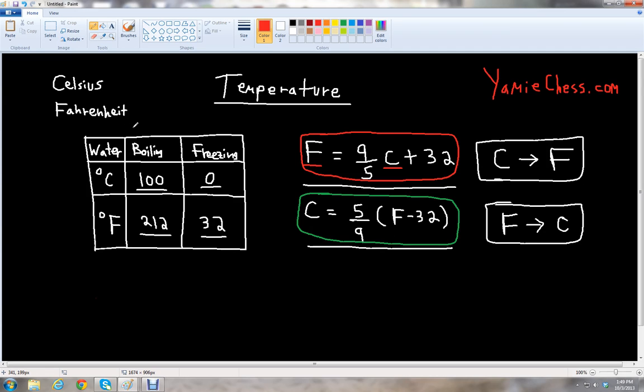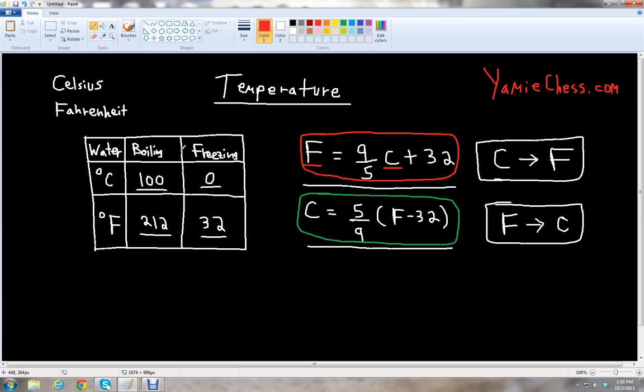So the two scales that we're going to look at for temperature in this lesson are Celsius, which is used in the metric system, and Fahrenheit, which is used in the English system. We have a little table here that describes water at the temperatures when it boils and freezes in both degrees Celsius and degrees Fahrenheit. Notice that water boils at 100 degrees Celsius or 212 degrees Fahrenheit, and water freezes at 0 degrees Celsius or 32 degrees Fahrenheit.